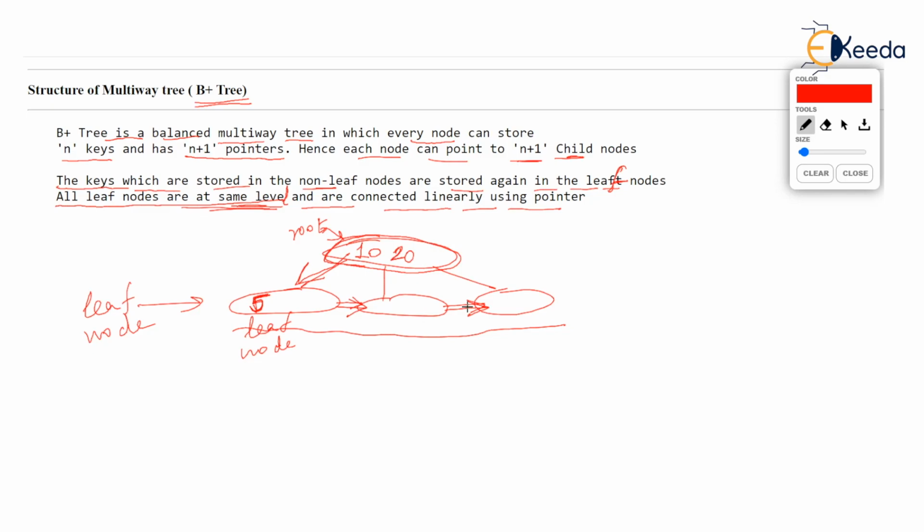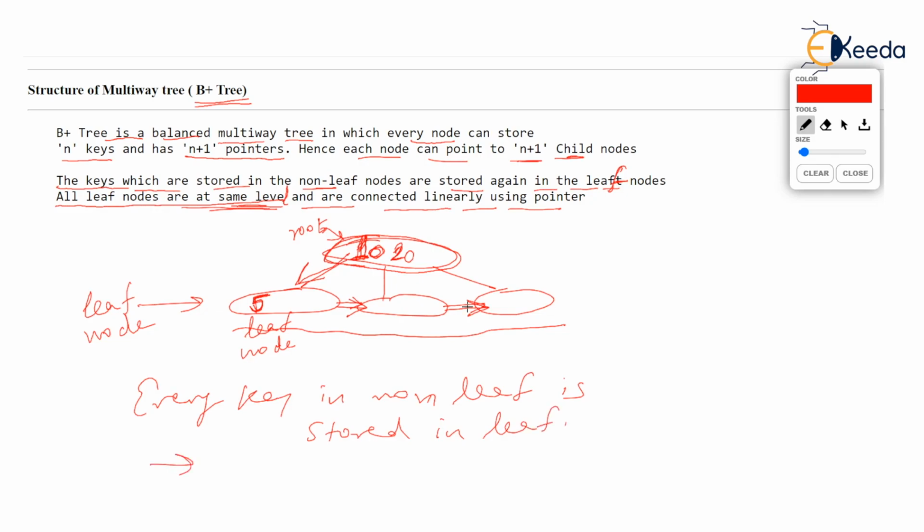In a B tree, if 10 is stored in the root node or non-leaf node, then 10 won't be stored again. 10 is stored only in one of the nodes. In a B plus tree, every key in a non-leaf node is stored again in a leaf. I'm going to write a rule here now.